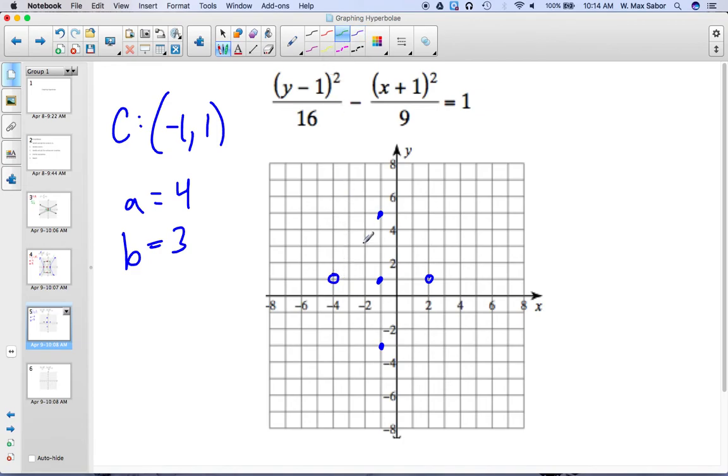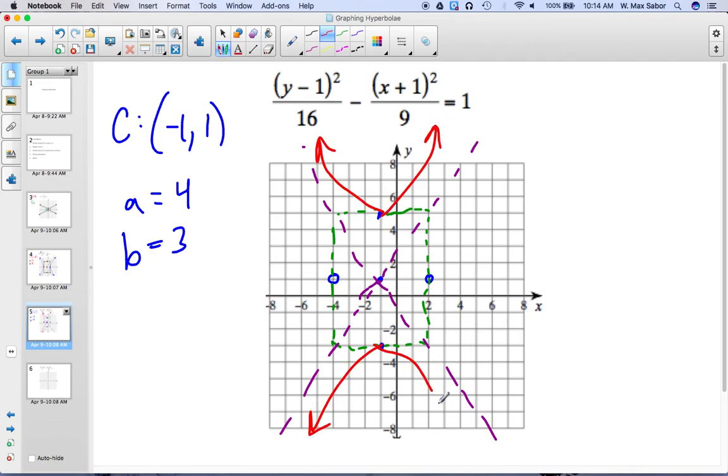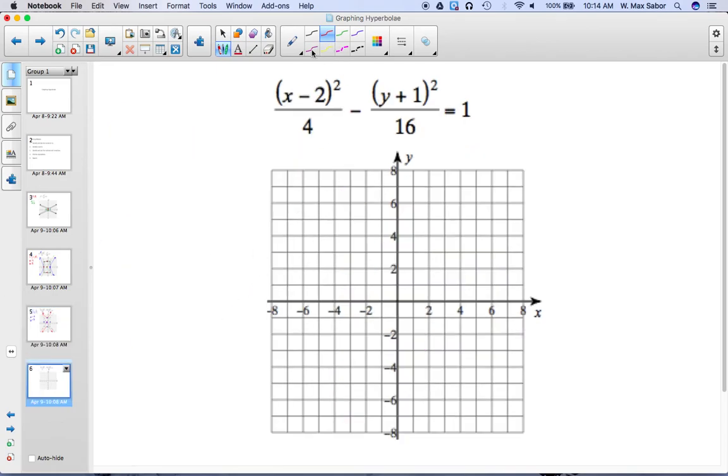Again, a lot of people don't use open circles for the covertices, but I do. Because they're not solutions to the hyperbola. And now draw the asymptotes. And connect. That's much sloppier than I want it to be, but you understand the idea, hopefully.